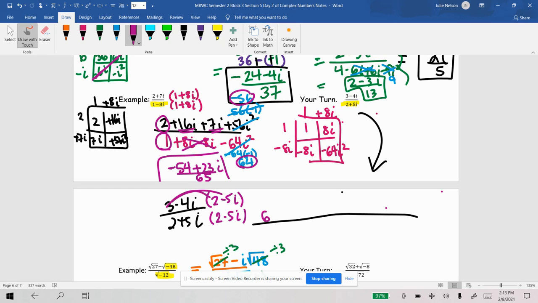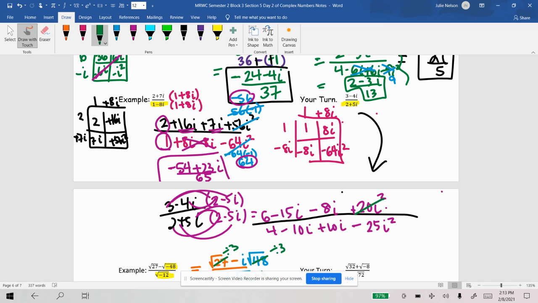So we have 6 minus 15i minus 8i plus 20i squared. And in the denominator, again, the box method or FOIL, I'm going to get 4 minus 10i plus 10i minus 25i squared. Anytime you see an i squared, you're going to change it to negative 1. So 20i squared would be negative 20. And negative 25i squared is positive 25.